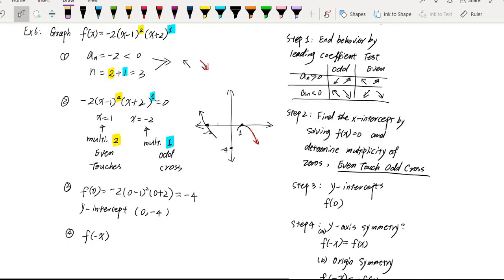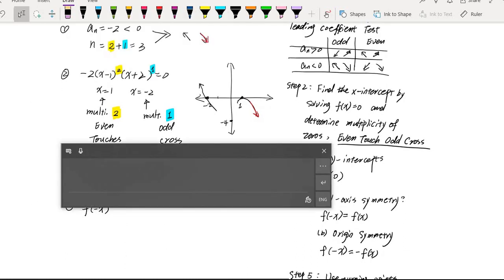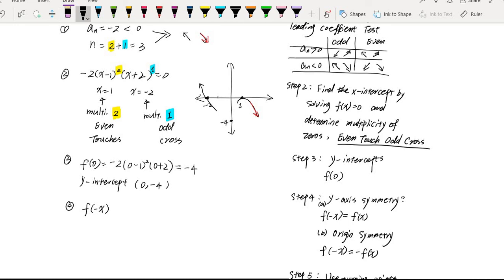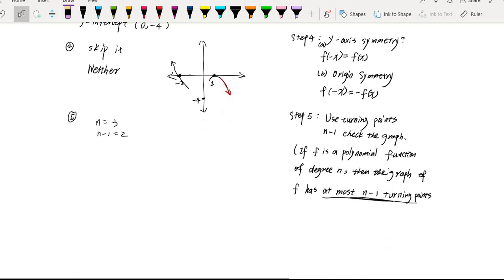Step 4, if you look at this information, so far we got this graph right here. You should realize this doesn't have any y-symmetry or origin symmetry, right? Because you can just skip it. If you want to, you can do it, but you're going to end up with neither anyway. So we're going to skip it. Before we do step 5, check the turning points. You should know our n is 3, so the maximum number of turning points is going to be 2. So we can finish this graph.